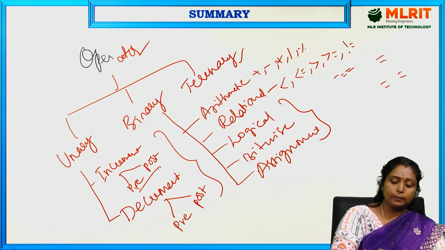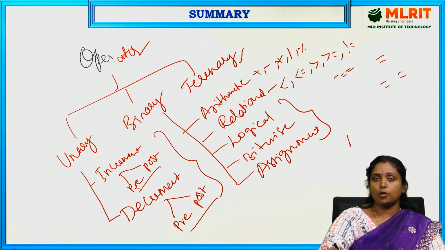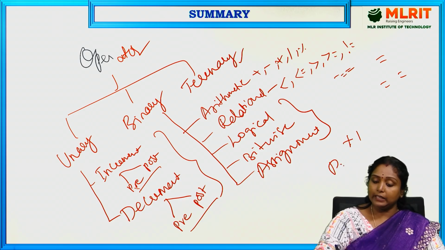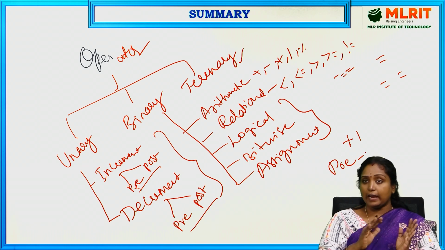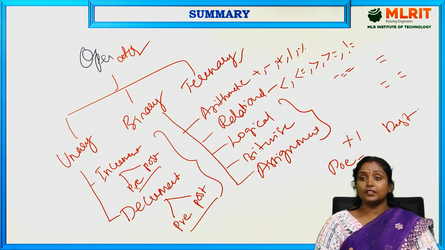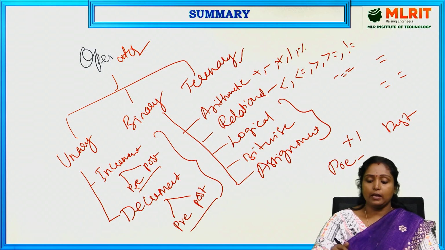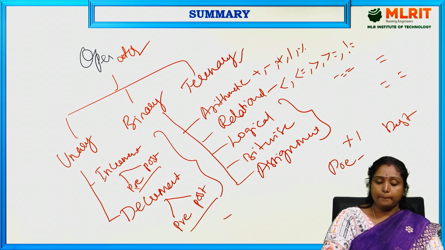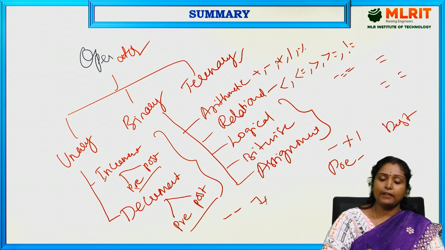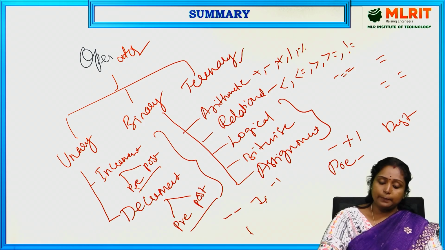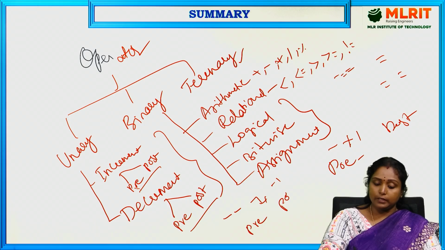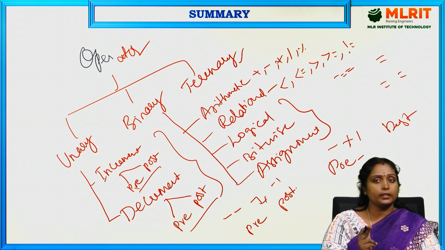Coming to pre-increment and post-increment, the increment operator will add 1 to the existing value. Pre-increment means first it increments the value by 1, then it will save the value. Post-increment means first it will save the value, then increment by 1. Similarly, the decrement operator, minus minus, will decrease the value by 1. In pre-decrement, first it will decrease the value, then save it. In post-decrement, first it will save the value, then decrement the value by 1.